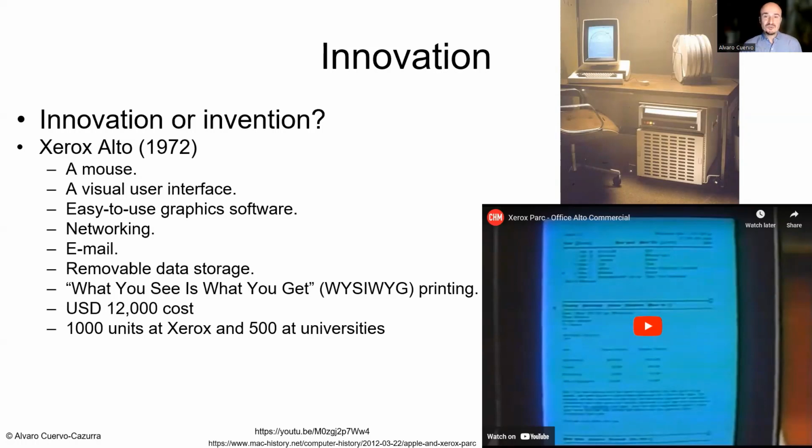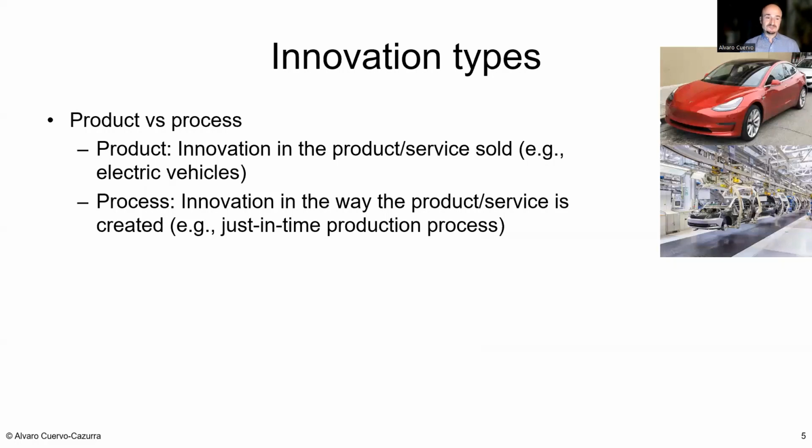And let's get into a variety of different types. Let's start with very simple ones. Product versus process. Are you improving an existing product or a service that you're selling, or are you improving the way in which you are making this product? Simplest comparison, electric vehicles. We are replacing the engine that powers a car away from internal combustion into something that is going to be electric.